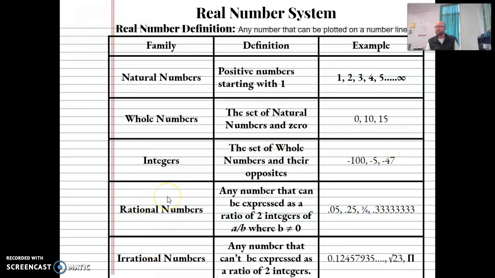The last set we have is the set of rational numbers. Now with rational numbers, what we're looking at is any number that can be expressed as a ratio of two integers. Basically a fraction of a over b, and b can't be equal to 0. So as long as you can write it as a fraction with two integers, it's considered a rational number. So if you wanted to put, for example, negative 2 over 3, negative 2 is an integer, 3 is an integer, therefore that would be a rational number.